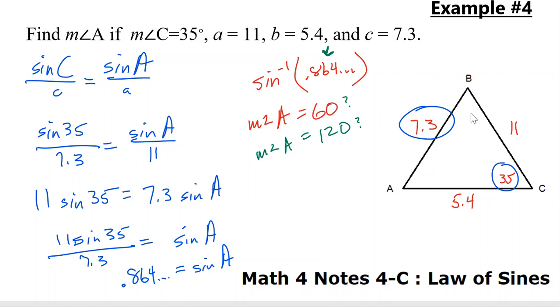So we're going to back up and say, all right, let's try this with 120. If it's 120 and the other is 35, that's 155 taken away from 180. That leaves me with 25. Now, does it make sense that 11 is across from a 120-degree angle? Yeah, largest side, largest angle. 25 is my smallest angle, and 5.4 is my smallest side. So that makes sense. So what we're saying here is that that is the correct answer, and this one is not. But again, you won't know unless you know enough to check.